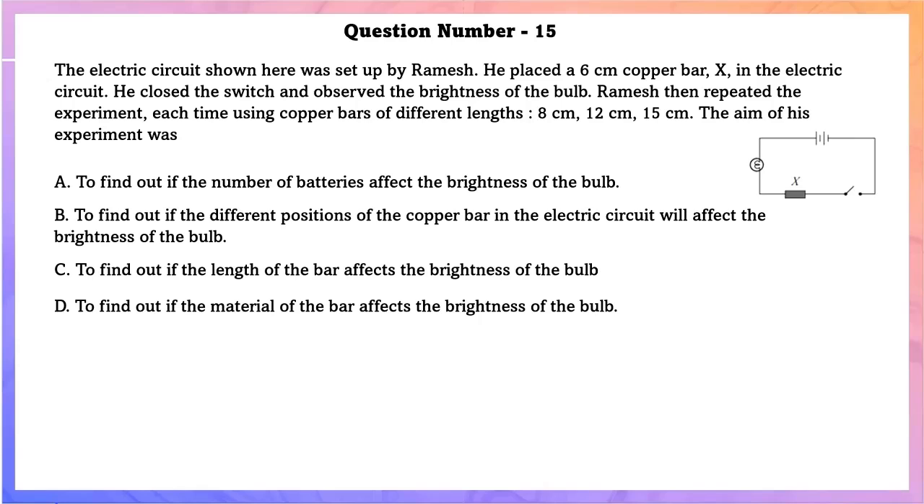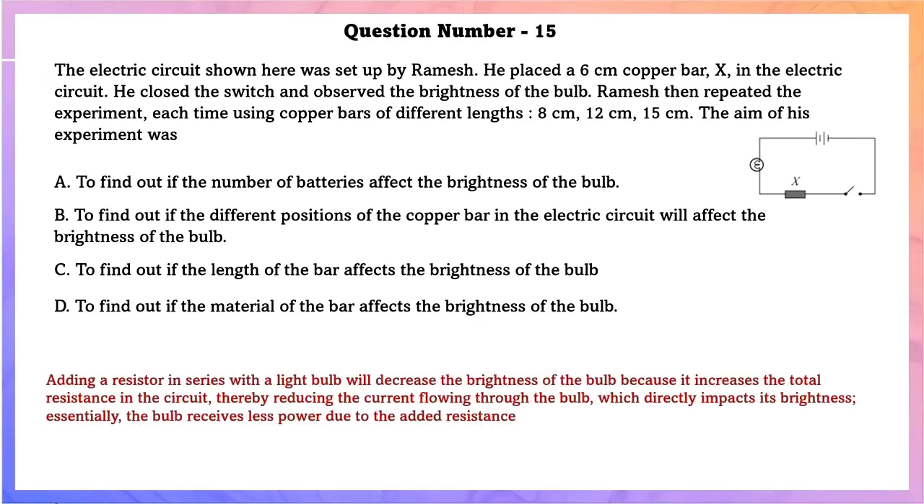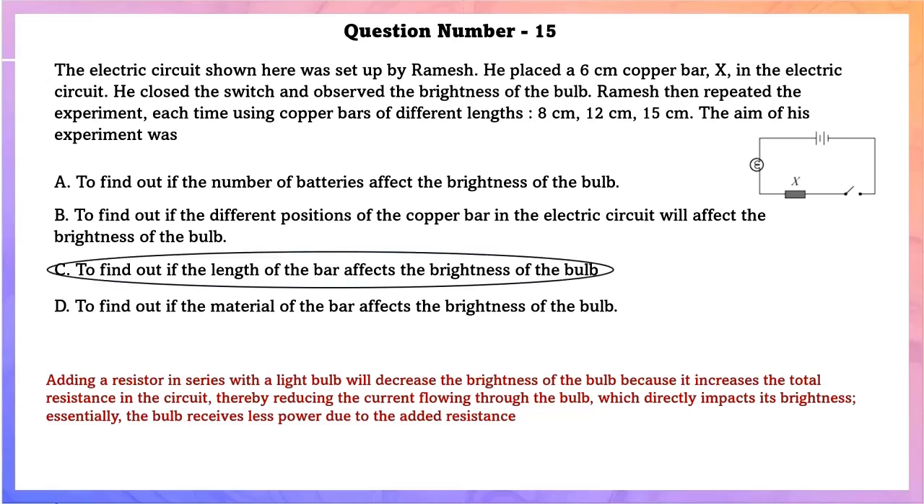The aim of his experiment was adding a resistance in series with a light bulb would decrease the brightness of the bulb because it increases the total resistance in the circuit, thereby reducing the current flowing through the bulb, which directly impacts its brightness. Essentially, the bulb receives less power due to the added resistance. So, the answer is the C option. To find out if the length of the bars affects the brightness of the bulb, because he is changing the length of the copper wire.